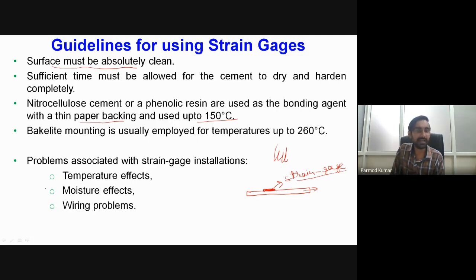Then there are a few problems associated with strain gauges while we are taking measurements. One of the problems is because of the temperature effect. When the temperature changes, there may be expansion and contraction of the wire material, which will lead to a change in resistance.